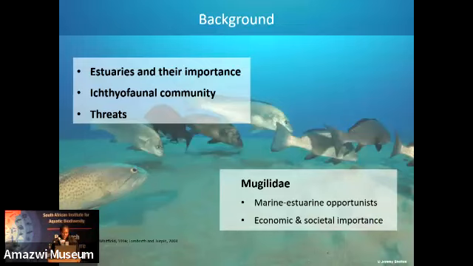So the species that I'm studying is in the family Mugilidae, which are small fishes that are mostly found in estuaries, and then they go to the sea to spawn. And these species are economically important aquaculture species in some countries, even commercial, and they are also important to society. People use them as bait as well as for recreational and even food.